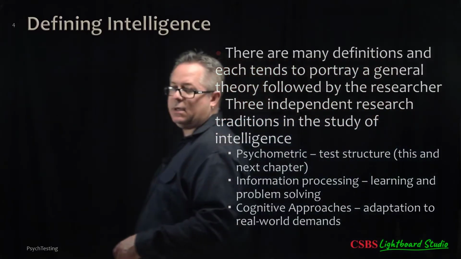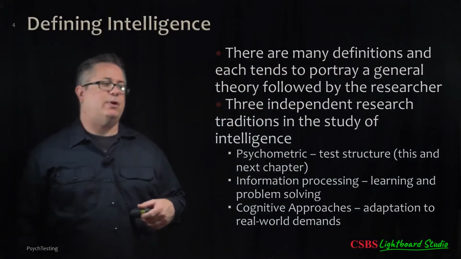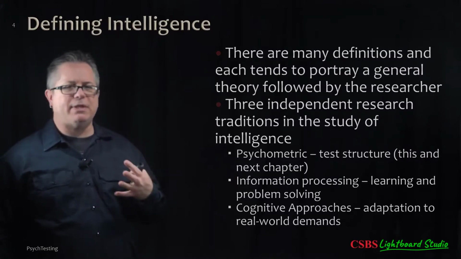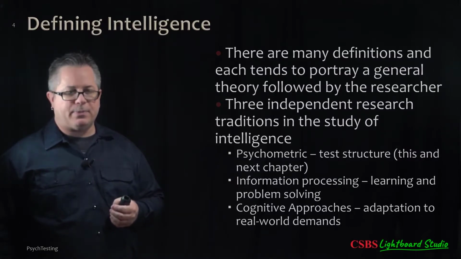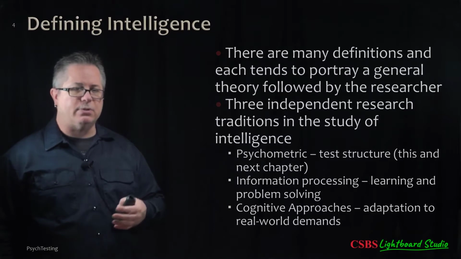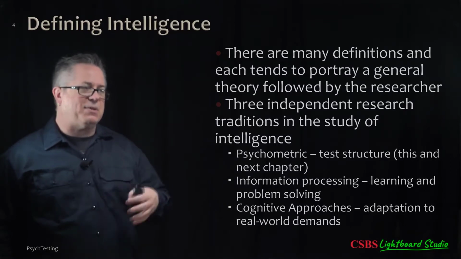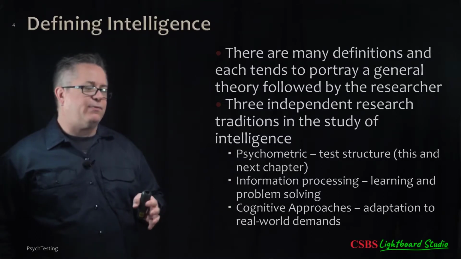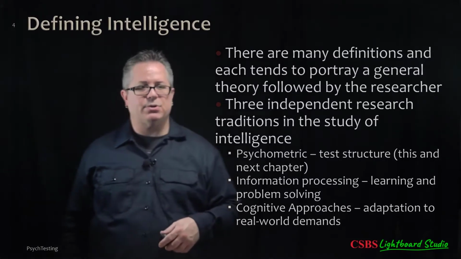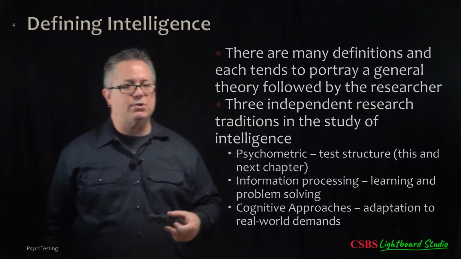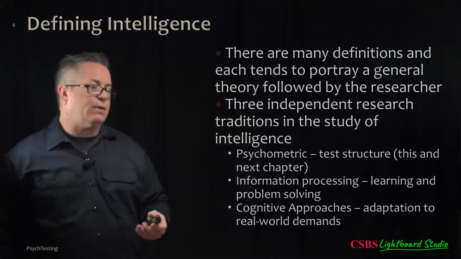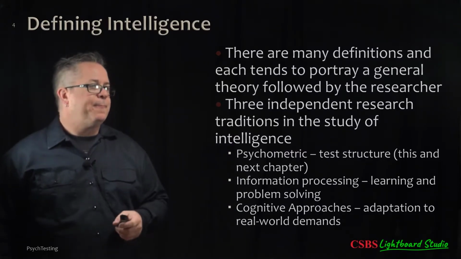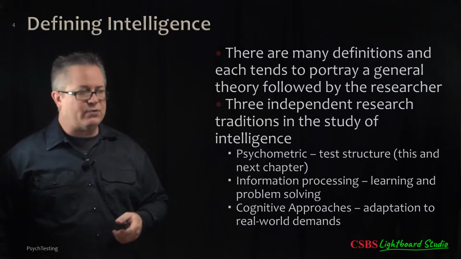So there are many definitions, and each tends to portray a general theory followed by the researcher. Each researcher has some theory that they subscribe to, and you often see that come out in their theories of intelligence. There have been three different approaches, three different research traditions in the study of intelligence. One is more psychometric. It's about the test structure, how to develop questions, how to test it, that kind of stuff. And this is obviously what is in this chapter.